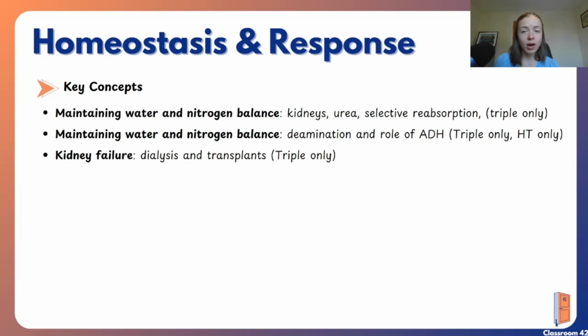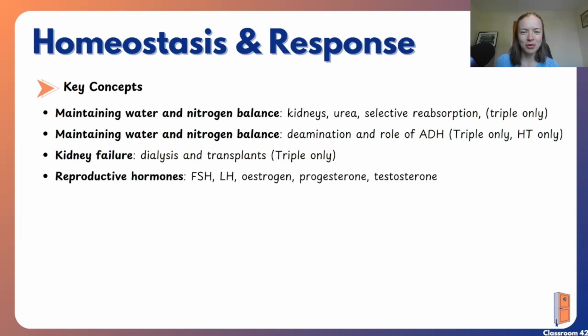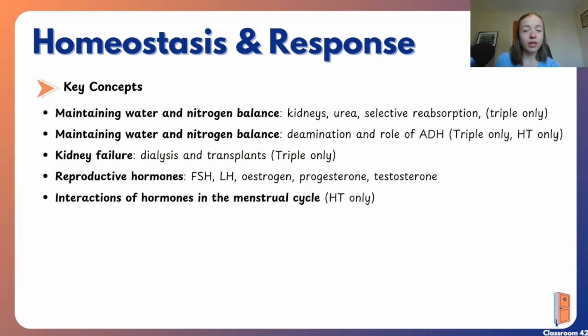And kidney failure as well, so dialysis and transplant methods for treating kidney failure, and the advantages and disadvantages of both. And again, that whole topic is for triple only students, so if you're combined, don't worry if you haven't seen it before. But everybody will need to know about the reproductive hormones, so FSH, LH, estrogen, progesterone and testosterone. The interactions of some of the hormones above in the menstrual cycle.